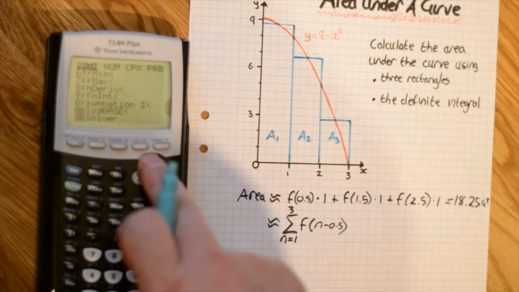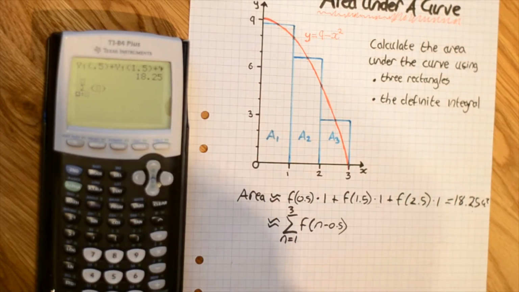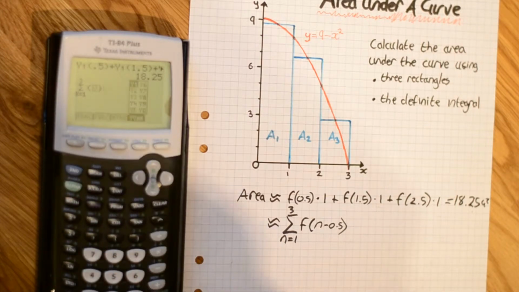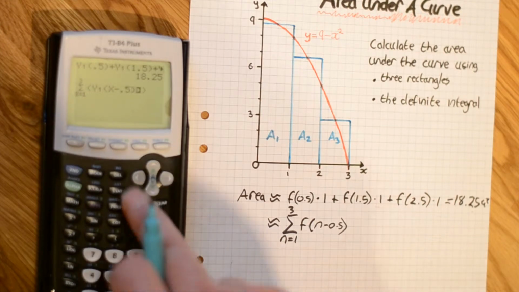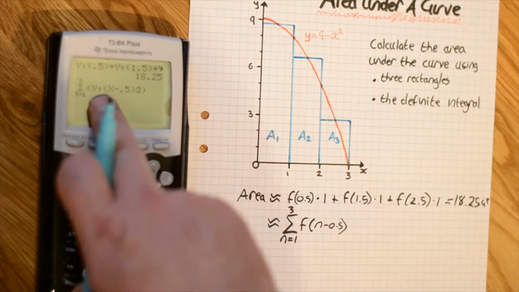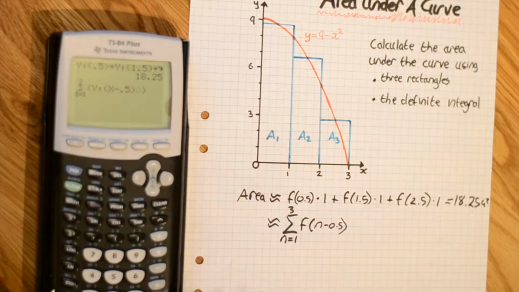We can enter this straight in on the calculator. Math, scroll up to summation. We put x instead of n from 1 to 3. And then we want alpha f4. So we'll take f of n minus 0.5, or in this case, x minus 0.5. Enter.